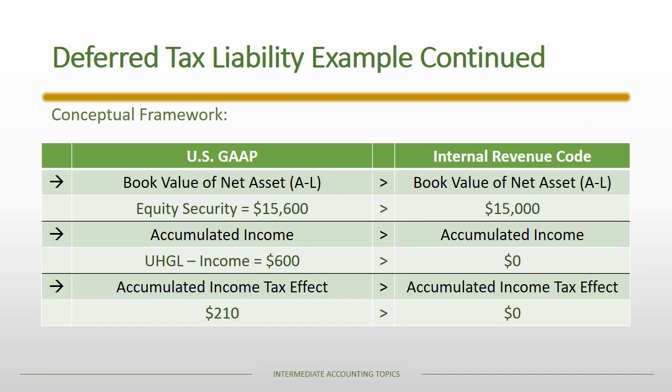Again, plugging all this information into the framework that we've been using here, we can see that the balance in the equity security under US GAAP is different than what's been reported on the Internal Revenue Code. There is an accumulated income effect. Remember, there was a gain of $1,000 in 2020, and then there was a loss of $400 in 2021. So the accumulated income effect under US GAAP is $600. There is no income effect under the Internal Revenue Code, and so then the accumulated income tax effect is that $600 multiplied by the tax rate of 35%, which means we have a $210 income tax effect under US GAAP, and of course still no income tax effect under the Internal Revenue Code.